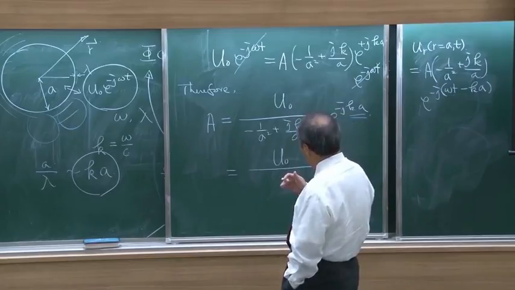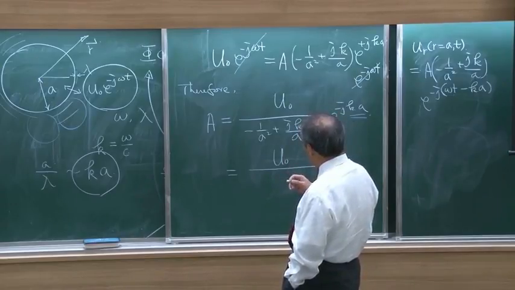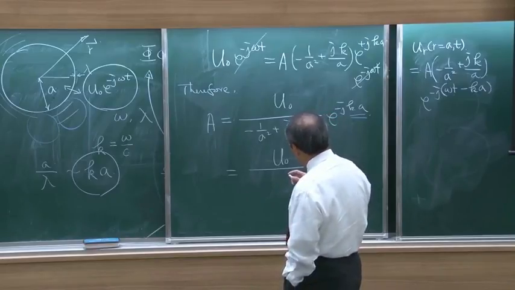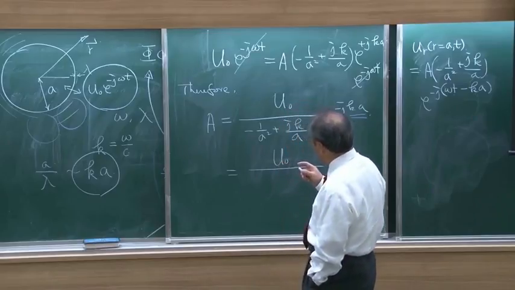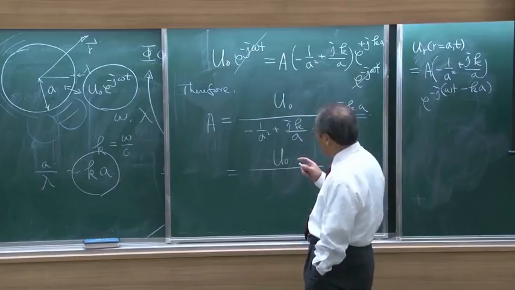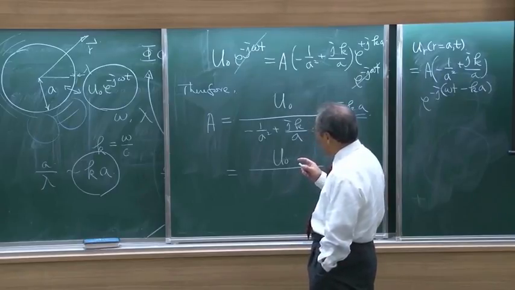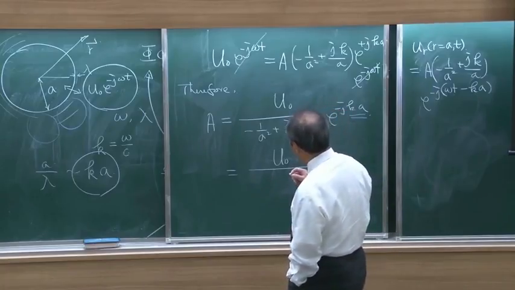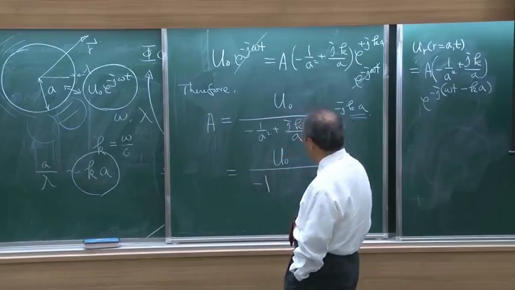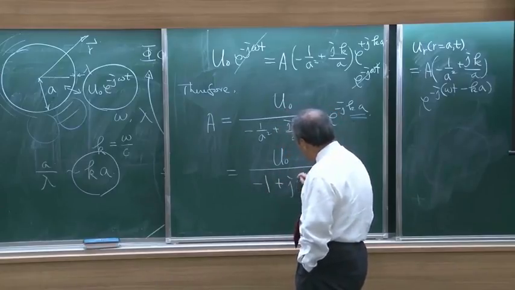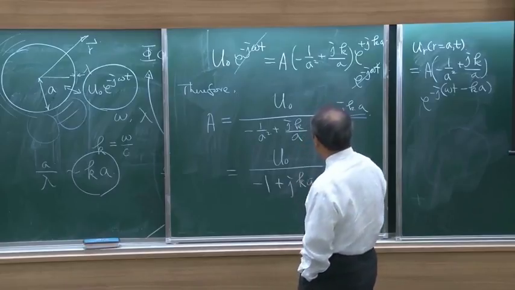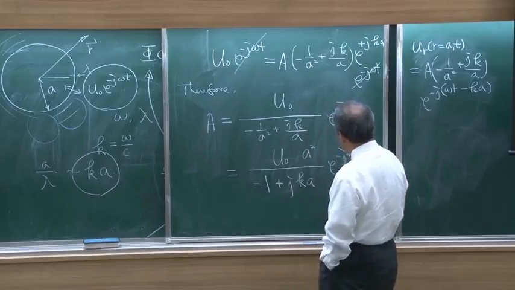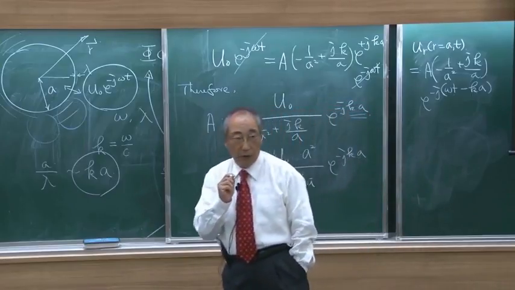Okay, then I can change this like that. If I multiply a square in both sides, then I will get minus 1 plus jka, and I have a square and then exponential minus jka. That is the amplitude of A.